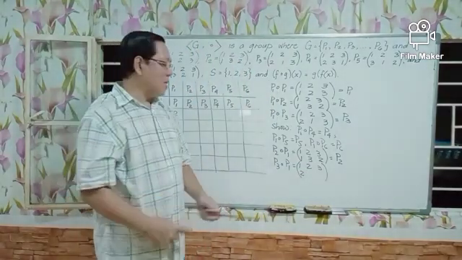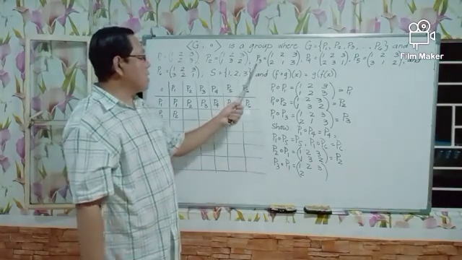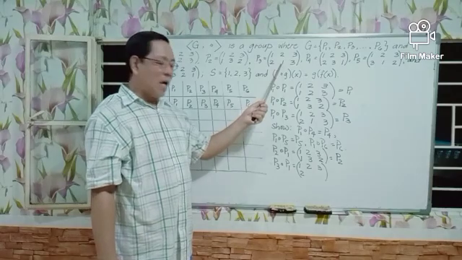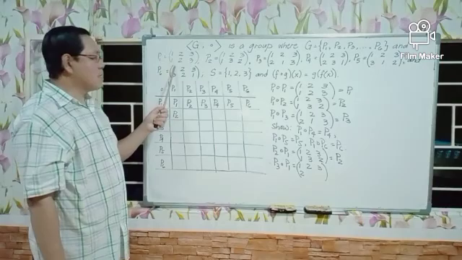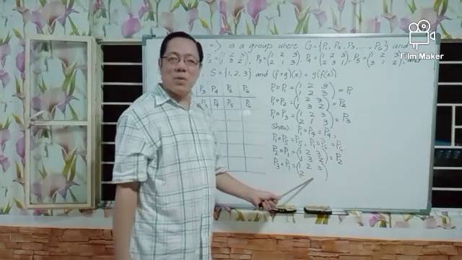Next, we find the image of 2 under P3. Under P3, 2 is assigned to 1. We now find what is assigned to 1 under P1. And under P1, 1 is assigned to itself. Therefore, 2 is assigned to 1.